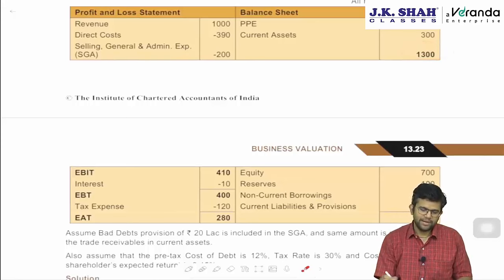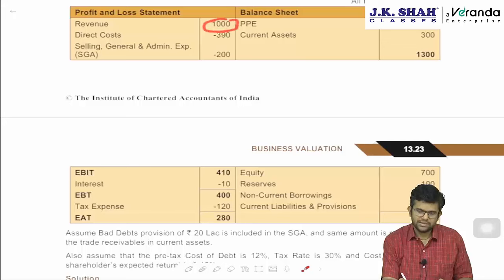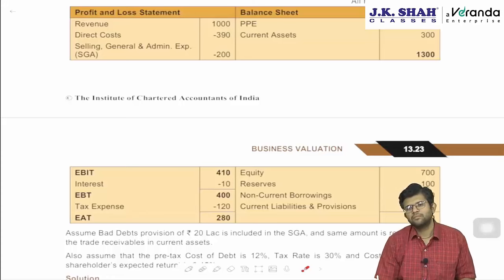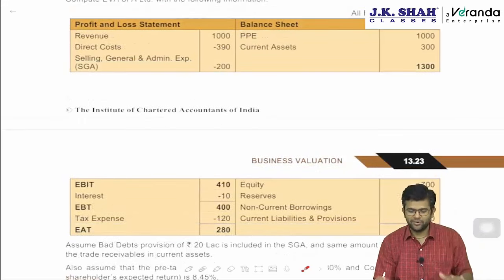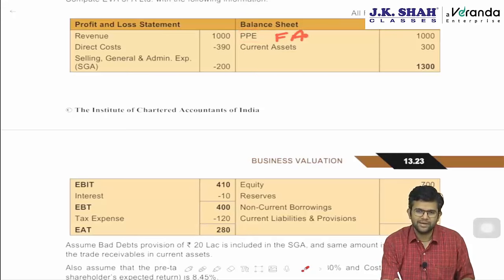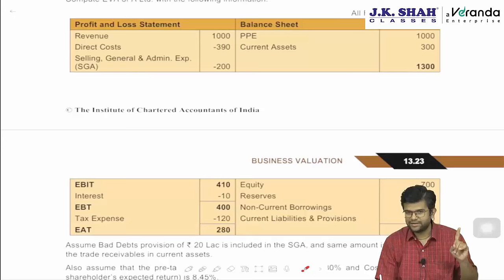So in the P&L, sales minus COGS minus other expenses will give EBIT, minus interest gives EBT, minus tax gives NPAT. Everybody clear? This is the income statement. Here, what is PPE? Property, plant and equipment. Very good. Basically, in our language, this is fixed assets. Everybody clear? Fixed assets, current assets. Remember, current assets will be including debtors.